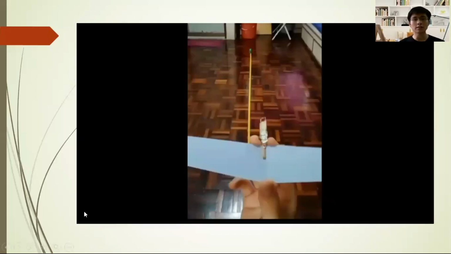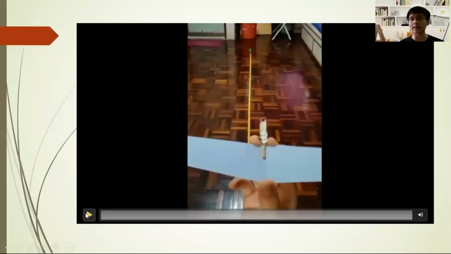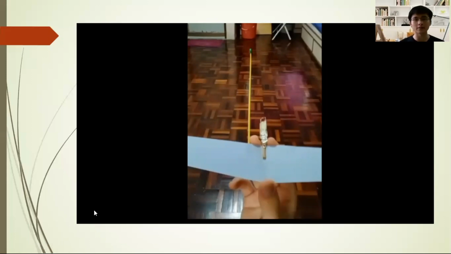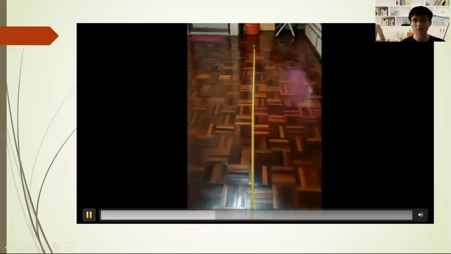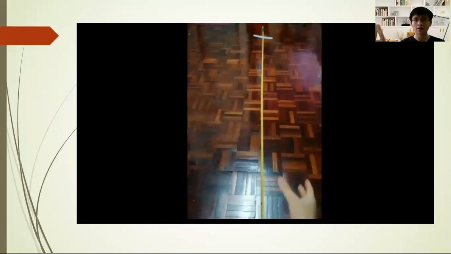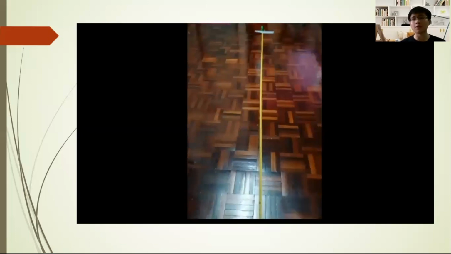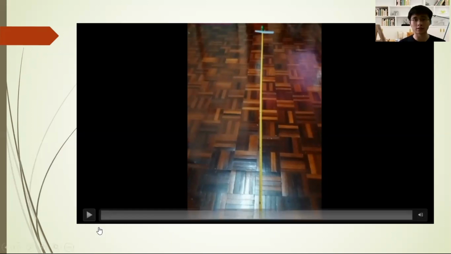Next, after that I did the flight test again with the paper plane with the weight added. And from this short video, we can clearly see that my paper plane has a smooth gliding and does not have any spinning, and it is going in a straight way. So my paper plane is good.